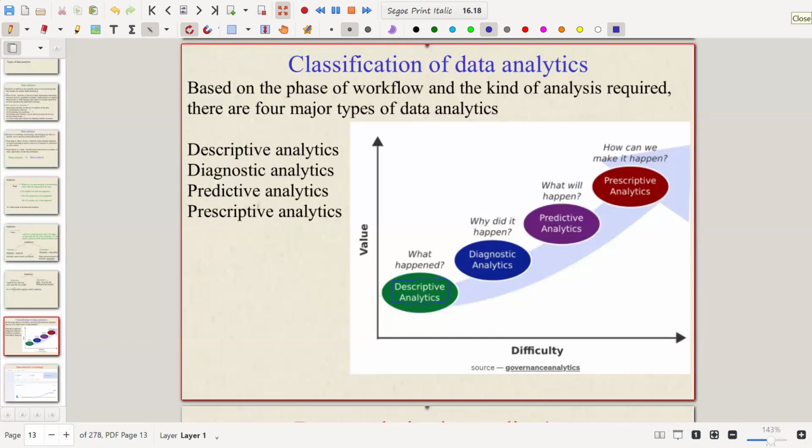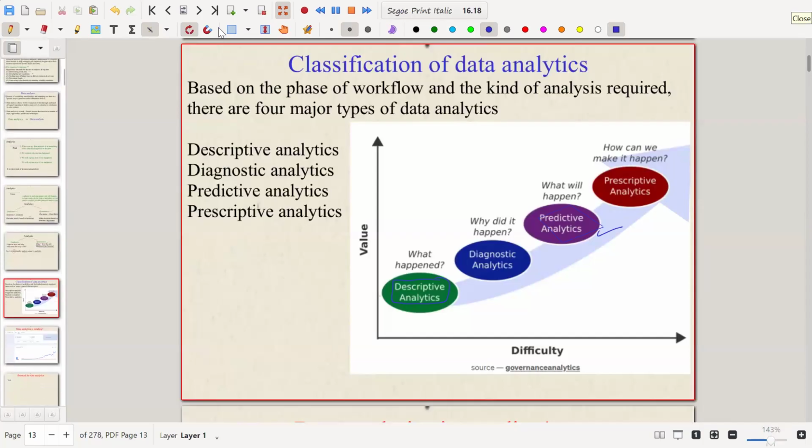We also studied that there are four types of data analytics. What are the four types? You can just see from here. The most important one you will study in this course is predictive analytics, next semester.